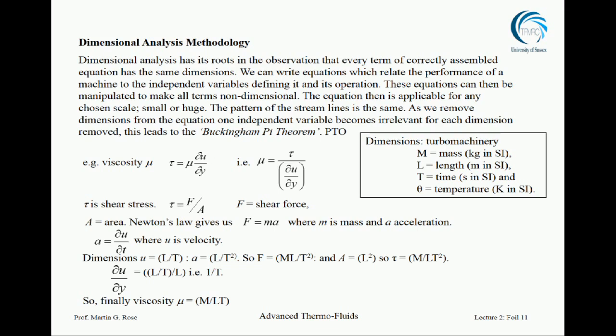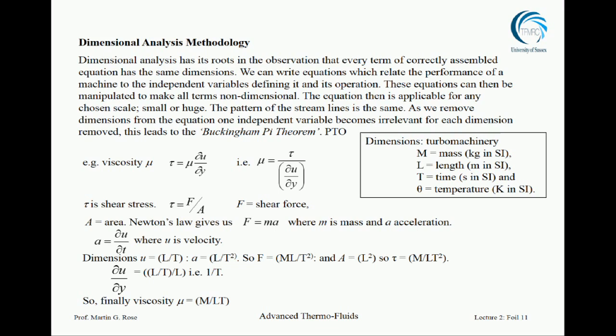And I've chosen an example here. I've chosen it because it's one of the most difficult that people tend to get wrong. So I'm looking at the dimensions of viscosity. Now, viscosity was defined by Newton, shown here. The shear stress is the laminar viscosity times the velocity gradient du dy.